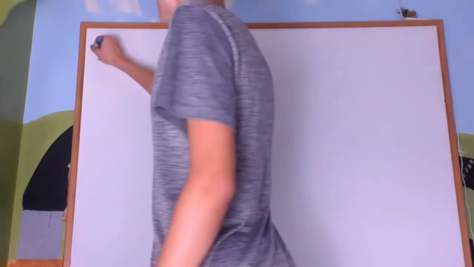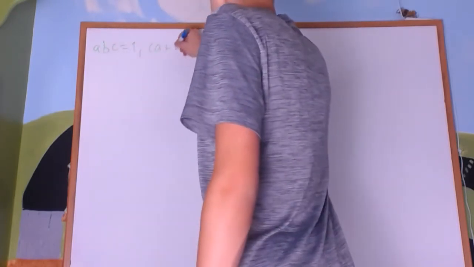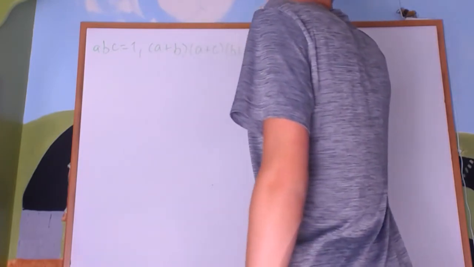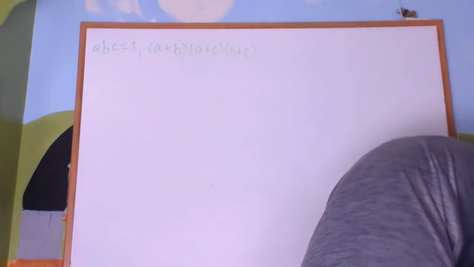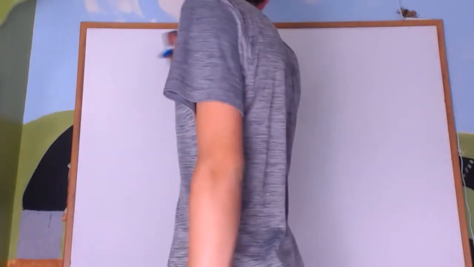Sorry, so we have ABC is 1. A plus B, A plus C, B plus C, is it? Oh no, I forgot. Oh, on Discord. Woo! Alright.